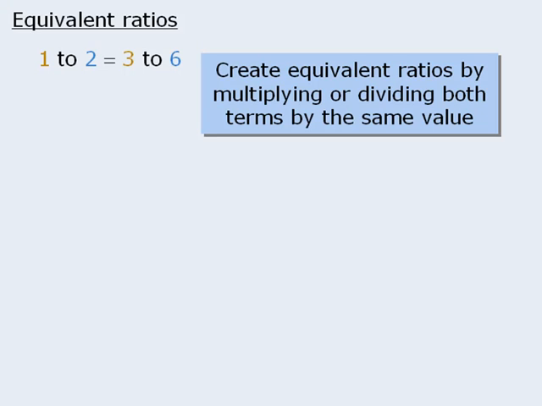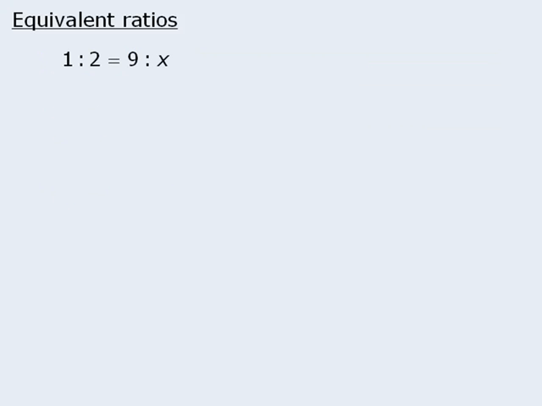Now, we can create equivalent ratios by multiplying or dividing both terms by the same value. So, for example, if we take the ratio 2 to 7 and multiply both terms by 2, we get the equivalent ratio 4 to 14. Similarly, if we take the ratio 3 to 4 and multiply both terms by 5, we get the equivalent ratio 15 to 20.